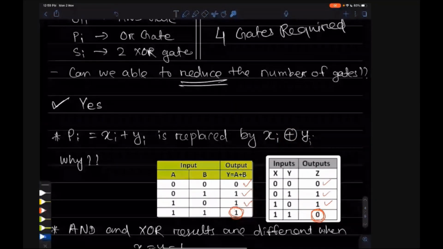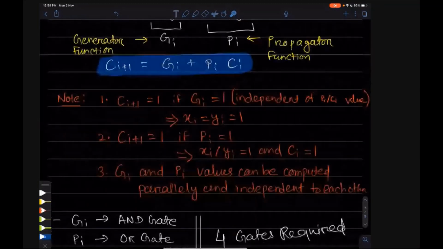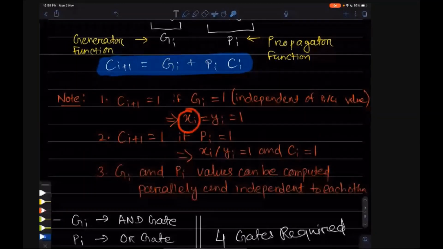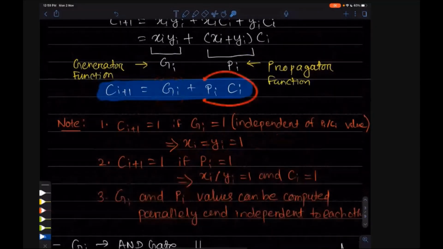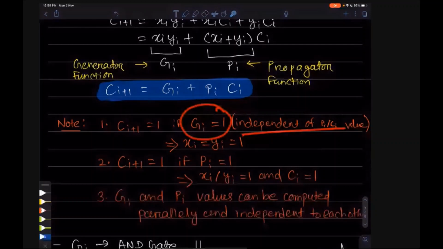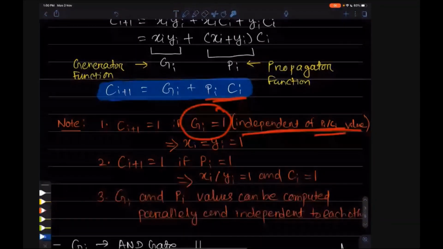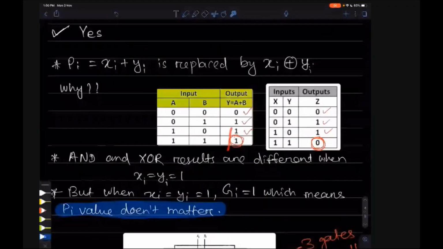Because whenever xi and yi value is 1 1, what will happen? The P value is ignored. That is our point number 1. Whenever xi and yi are 1, the gi will have the control. Whatever the value of pi, we don't care. That's what we have written here. Whenever gi value is 1, it is independent of pi or ci value. So when we replace this OR gate by XOR gate, there is no problem, because pi is now equal to xi XOR yi.